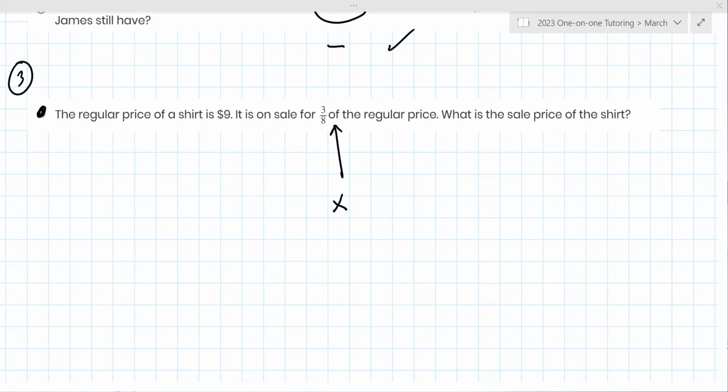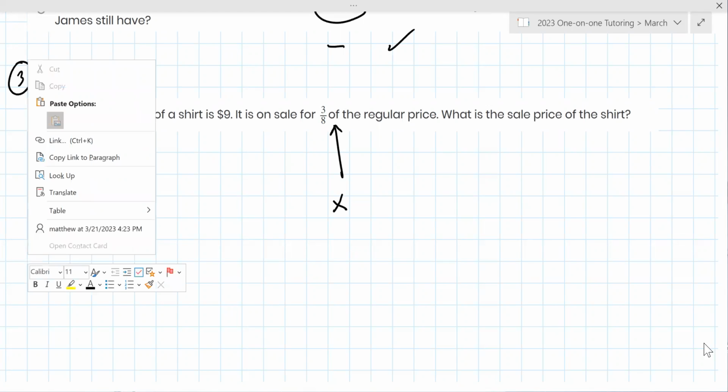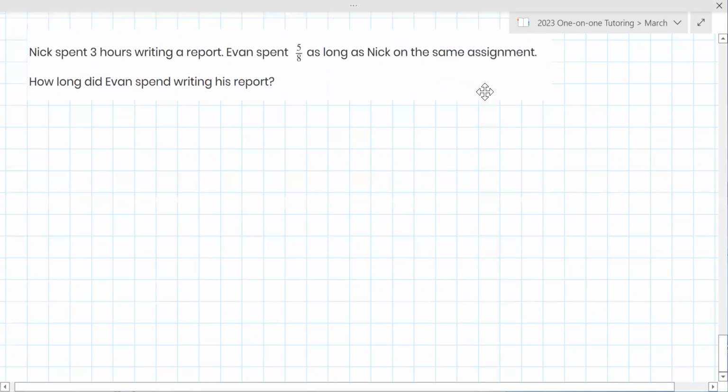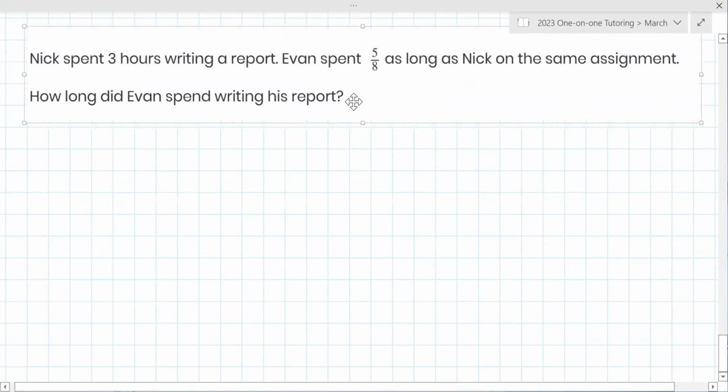All right, so let's look at the next problem here together. We should be able to get this one in. Yeah, absolutely. Okay, go ahead and read this one out loud for us, please. Nick spends 3 hours writing a report. Evan spent 5/8 as long as Nick on the same assignment. How long did Evan spend writing his report? Very good. Now the word as long as means multiplication.